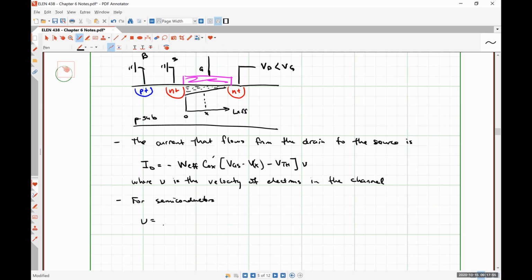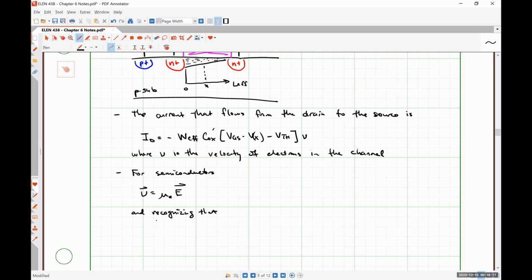V is simply equal to our electron mobility multiplied by our E field. And if we wanted to get specific with vectors, we could do that as well. We can also recognize that our electric field is simply the derivative of our voltage with respect to position.